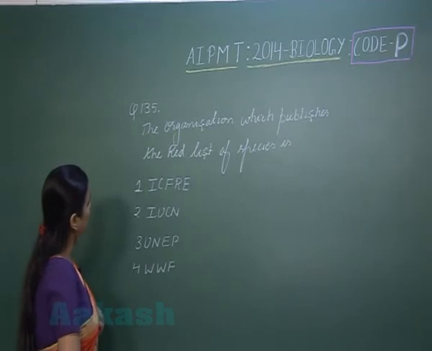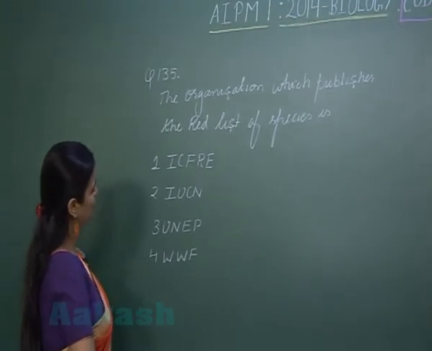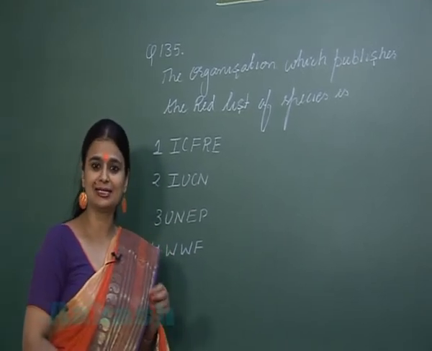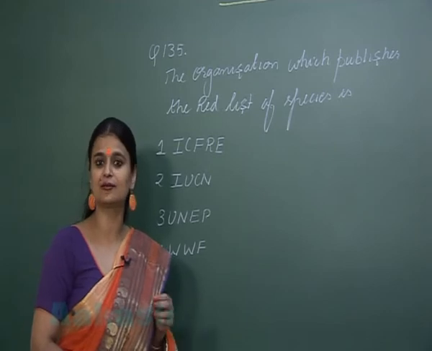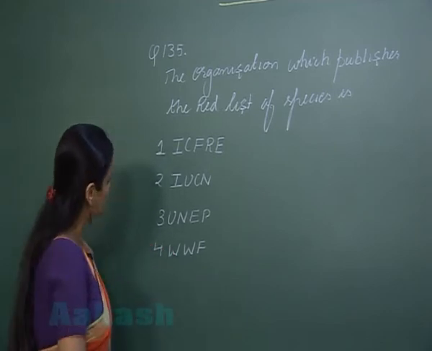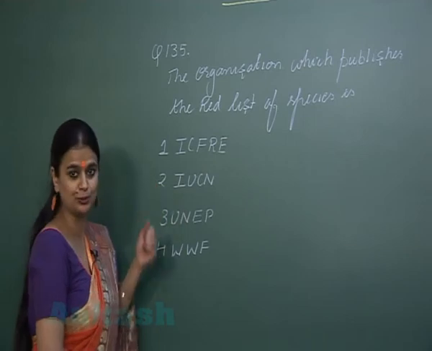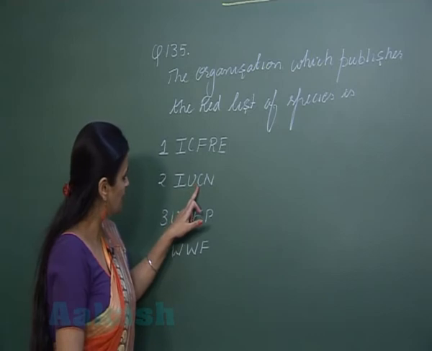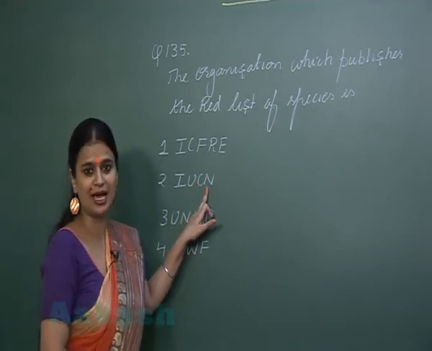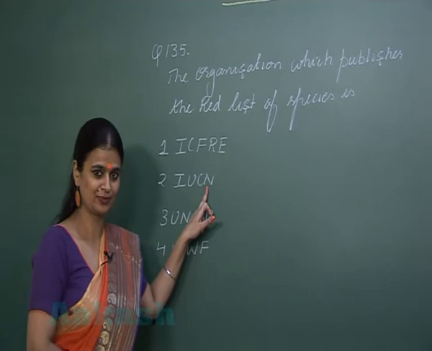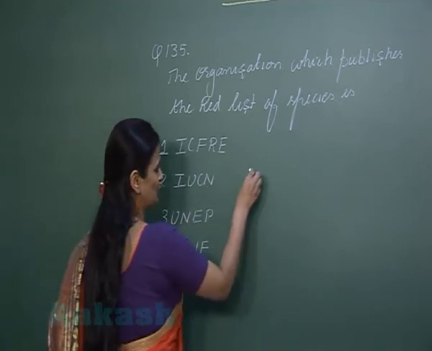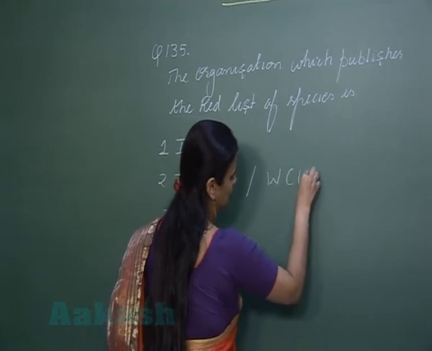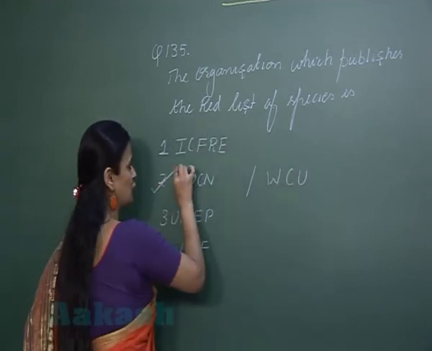Now question number 135, which of the following organizations publishes the Red List? The Red List is a catalogue of taxa facing risk of extinction, and it is published by IUCN, that is International Union for Conservation of Nature and Natural Resources. Yes. This is the old name; the new name of the organization is World Conservation Union. So this is the right option here.